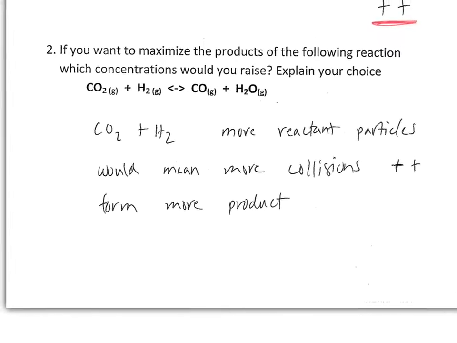Question 2, groups did pretty well on. It said if you want to maximize the products of the following reaction, which concentration would you raise? So you want more products and you have to increase something. If you want to increase your products, you need to either take away product or increase reactant. Since your only choice here is to increase, then you should be increasing either the CO2 or the H2 or both reactants. That means you'll have more reactant particles to collide, which will mean more product. And again, this was a 2-mark question.